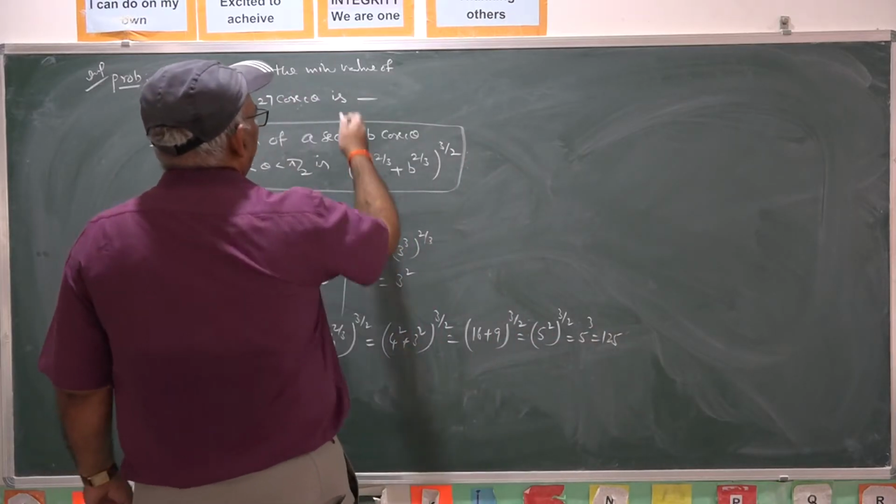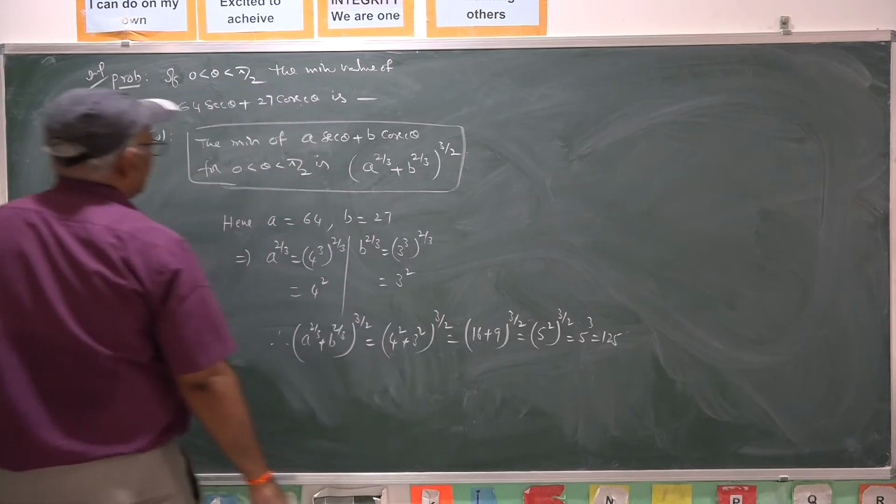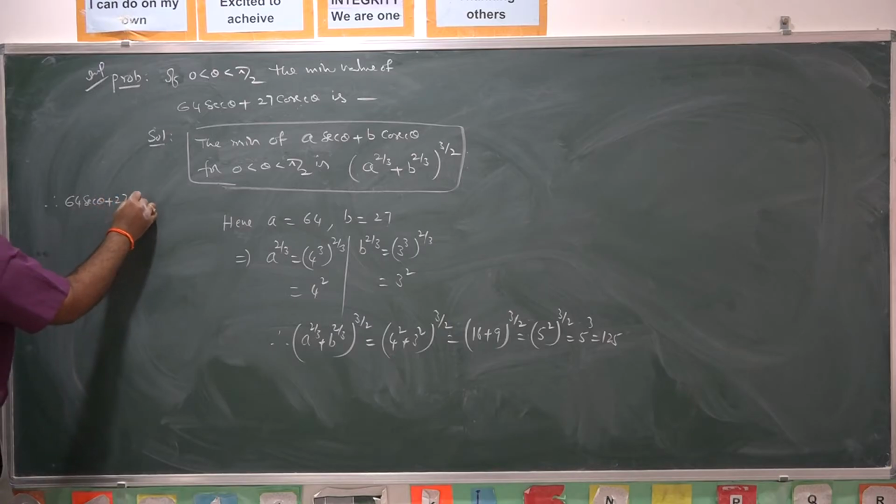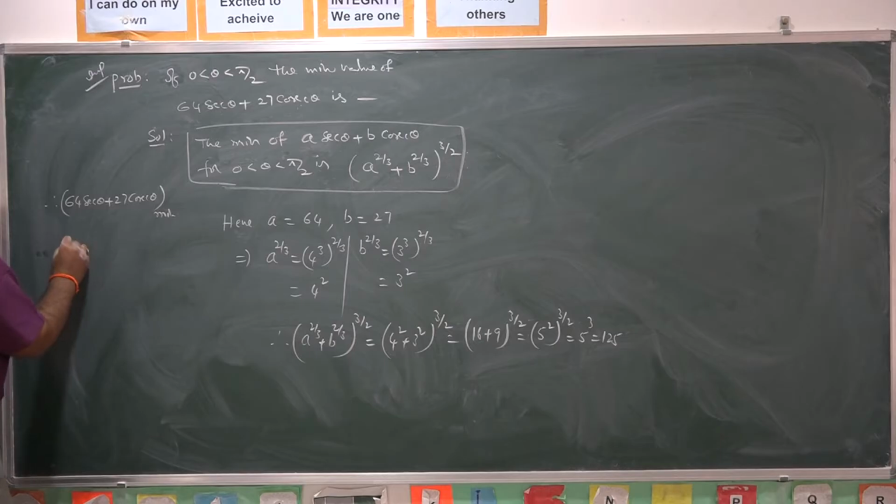Therefore, the minimum value of 64 secant theta plus 27 cosec theta is equal to 125.